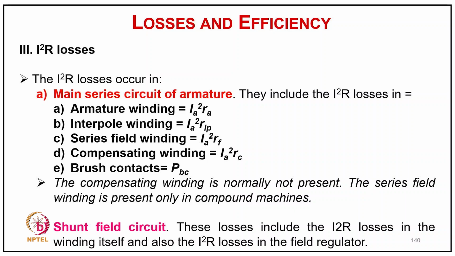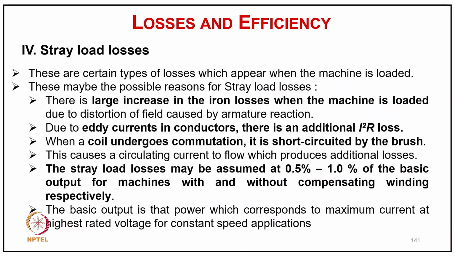Copper loss occurs mainly in the main series circuit of the armature. This includes I square loss in the armature winding, I_A square R_A, interpole winding I_A square R_P, series field winding I_A square R_F, compensating winding I_A square R_C, and brush contact loss P_BC. The compensating winding is normally not present in all machines, and the series field winding is present only in compound machines. In the shunt field circuit, the losses include the I square R loss in the winding itself and also the I square R loss in the field regulator.